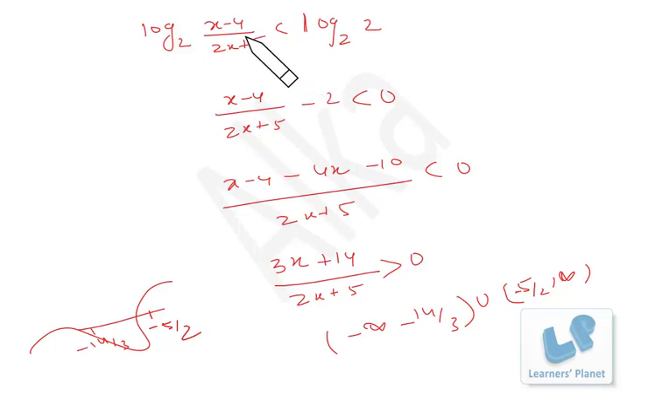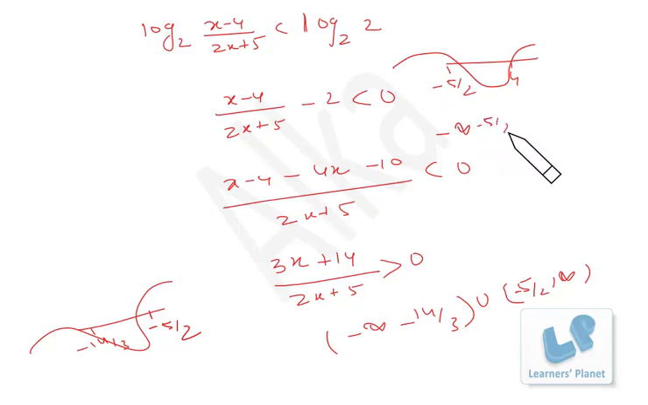Now the second part, logarithm of negative is not defined. So (x minus 4) upon (2x plus 5) should also be greater than 0. Right? So x minus 4 by 2x plus 5. So I just can mark it 4 and minus 5 by 2. So this should be greater than 0. So minus infinity to minus 5 by 2, union 4 to infinity.